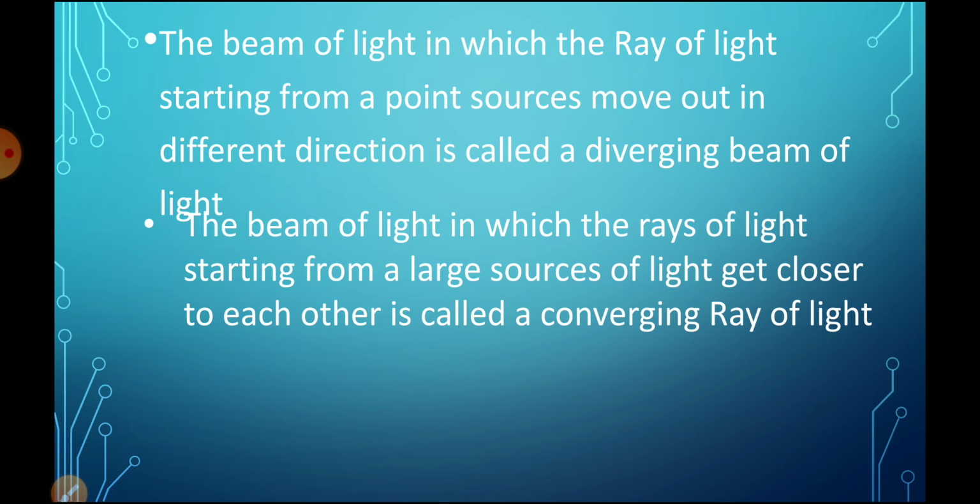Next point, the beam of light in which the rays of light starting from a point source move out in different directions is called a diverging beam of light. The beam of light in which the rays of light starting from a large source of light get closer to each other is called a converging beam of light.